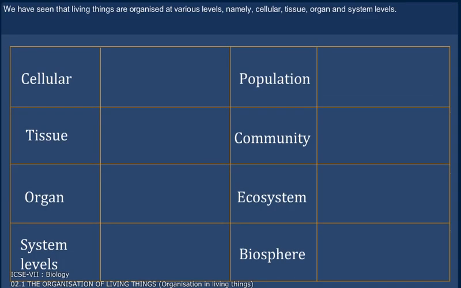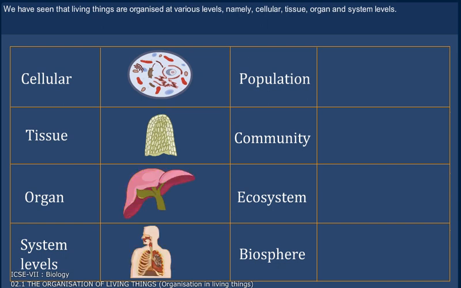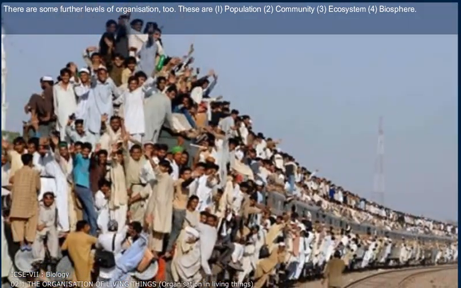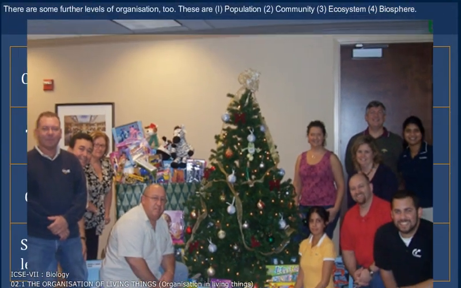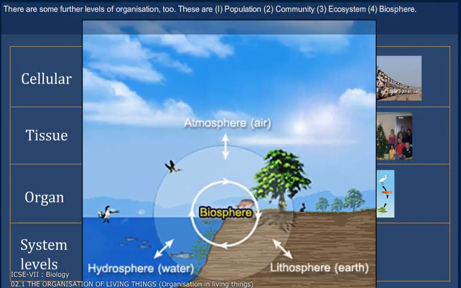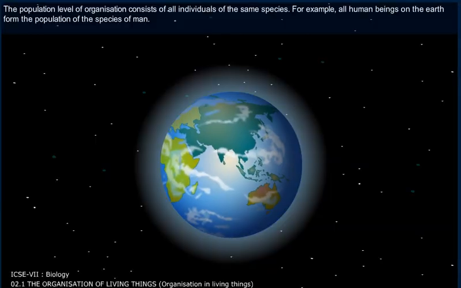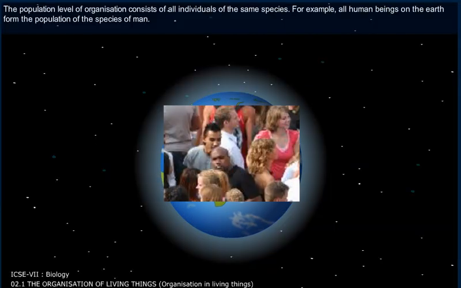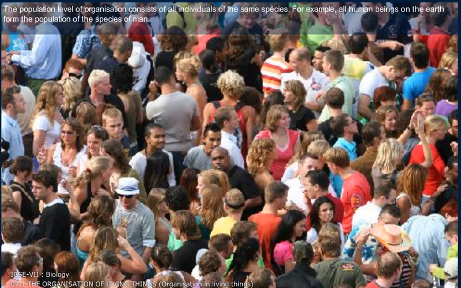We have seen that living things are organized at various levels, namely cellular, tissue, organ and system levels. There are some further levels of organization too. These are: 1. Population, 2. Community, 3. Ecosystem and 4. Biosphere. The population level of organization consists of all individuals of the same species. For example, all human beings on the earth form the population of the species of man.